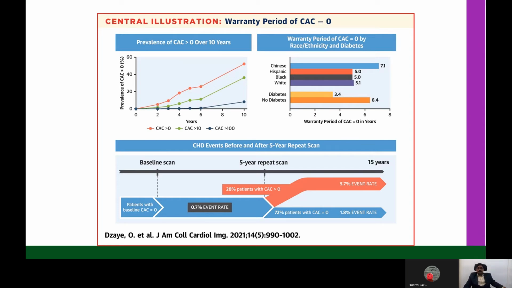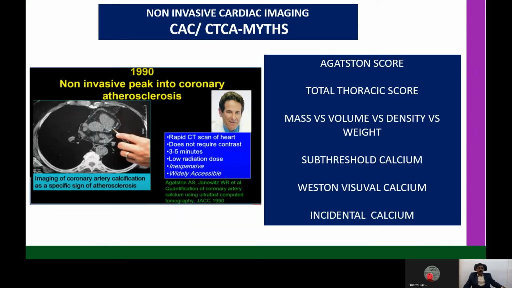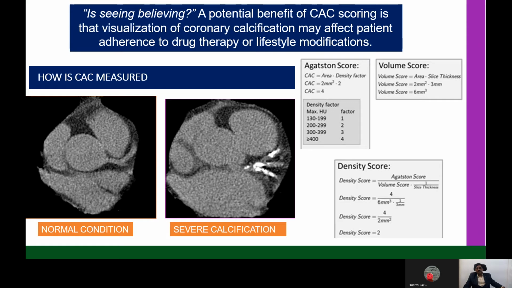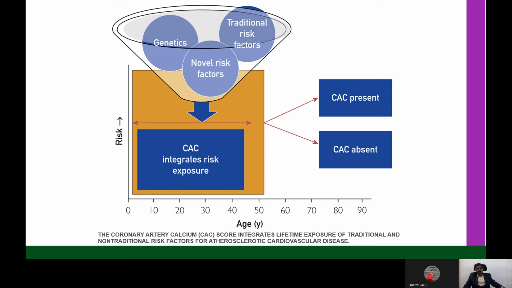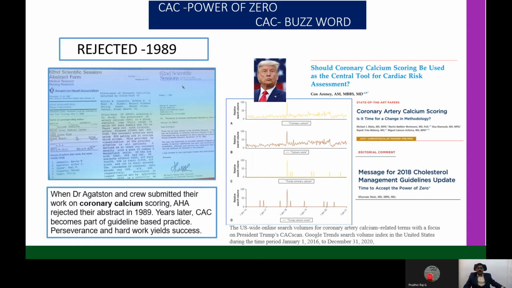Now, with this, given the ethnicity and the underlying comorbid conditions, the warranty is arbitrarily given. And ACC guidelines suggest for CTCA the warranty is for 2 years. Now, CAC, if you see, after its introduction by this great gentleman, there have been several suggestions to improve upon the standard Agatston score. And this is how it is measured. It integrates the risk exposure for traditional and non-traditional risk factors, and probably there is a polygenic complex with environmental factors which is responsible and which makes a person vulnerable or immune to the development of atherosclerotic plaque and consequently CAC. And now it has become a buzzword.